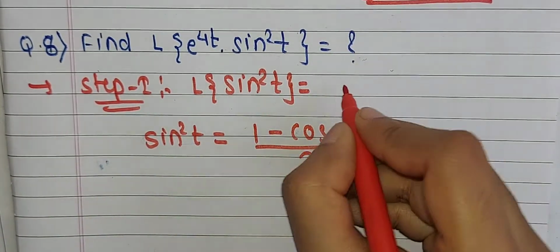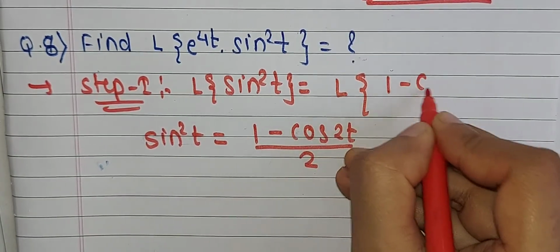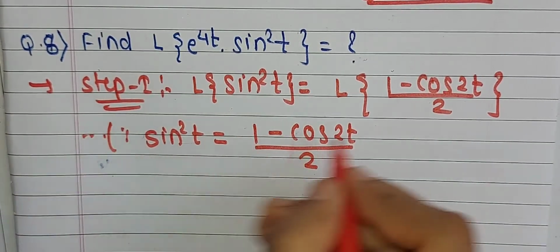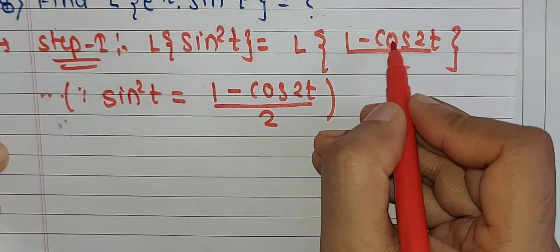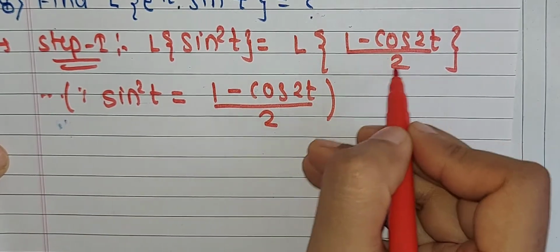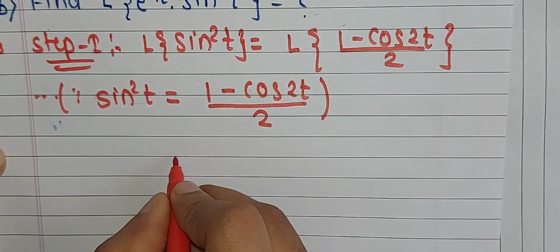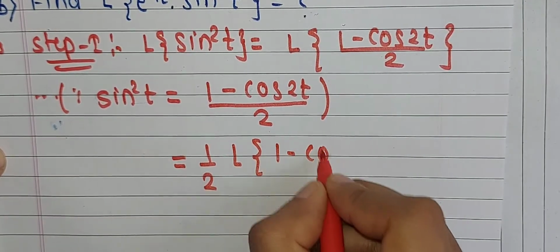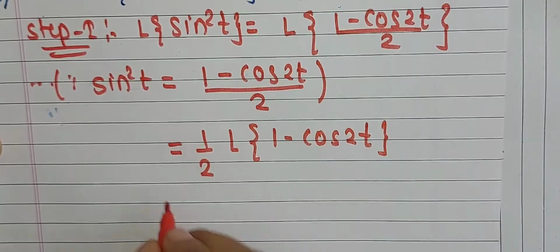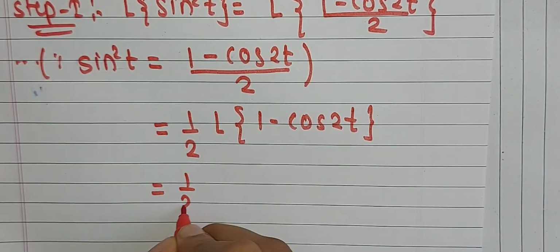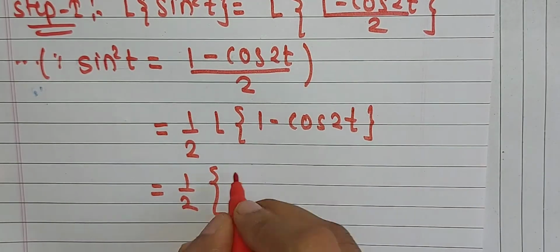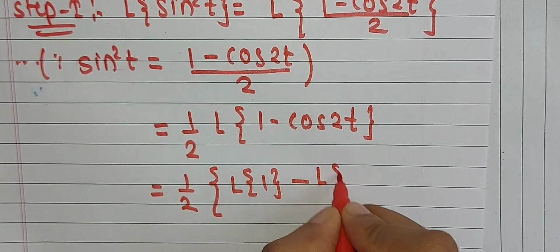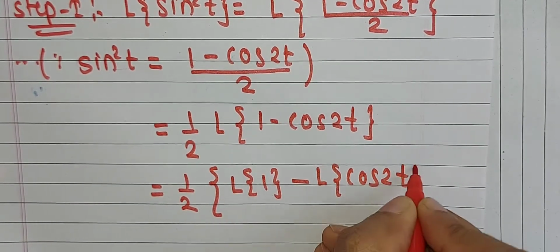Therefore this equation becomes Laplace of (1 minus cos 2t) divided by 2, and this is possible because of this formula. Now observe one thing: 1 by 2 is a constant, therefore take this constant outside of the Laplace transformation, that is 1 by 2 Laplace of 1 minus cos 2t. Apply Laplace on the first term, that is Laplace of 1, minus Laplace of cos 2t.